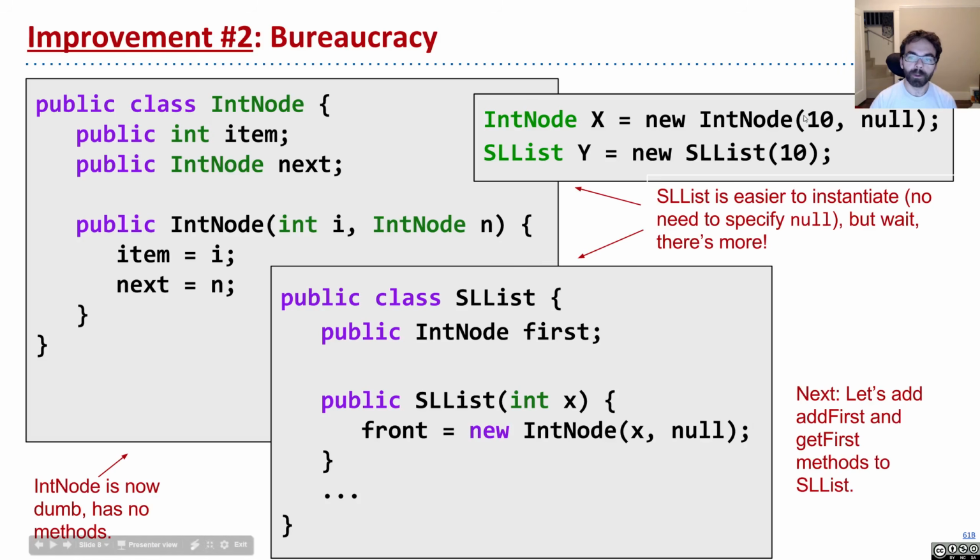The programmer who's using an SLList need not think about references. They don't have to specify the null. And that same property is going to recur as we build up our other methods. There'll be no need to even be thinking about any of this naked recursion.